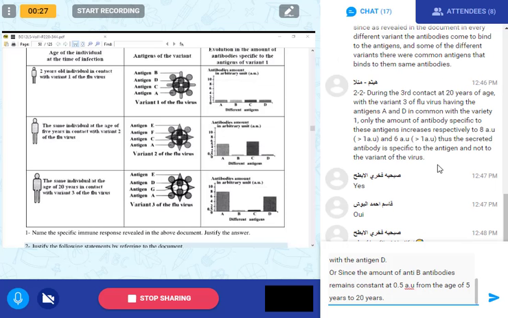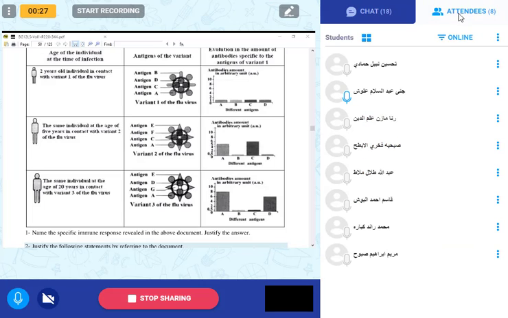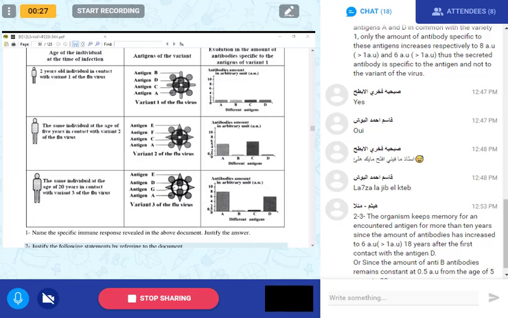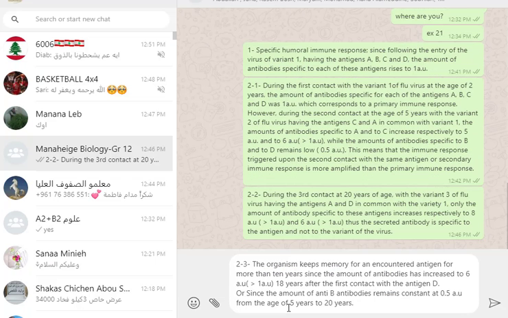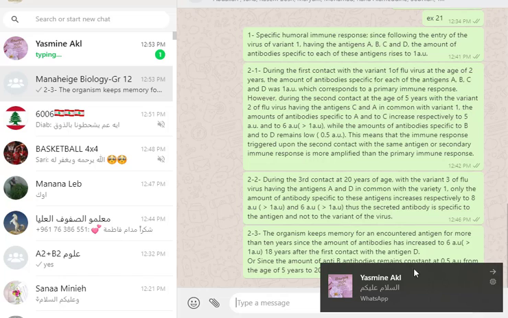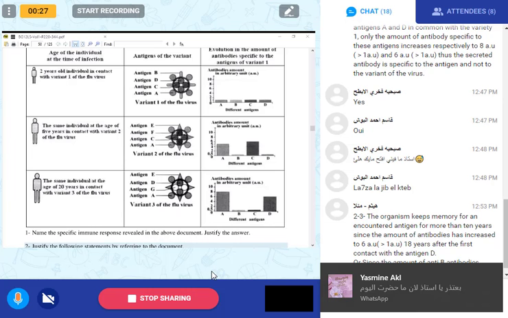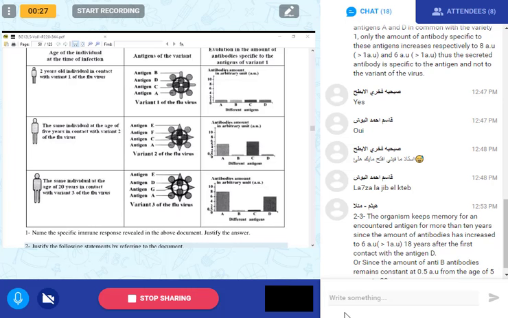Can you read the answer please? Yes, the organism keeps memory for an encountered antigen for more than 10 years since the amount of antibodies has increased to 6 AU, which is greater than 1 AU, 18 years after the first contact with the antigen D, or since the amount of antibodies remains constant and at 0.5 AU from the age of 5 to 20 years.